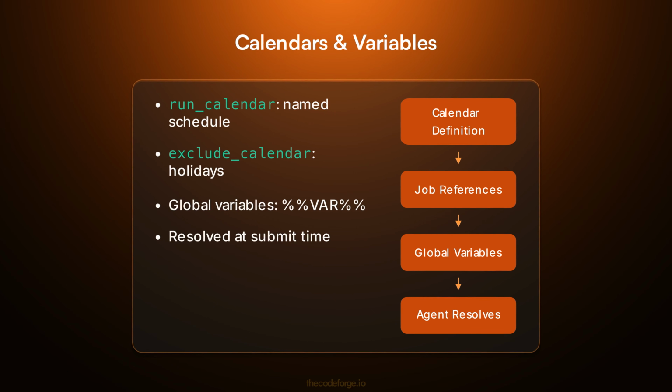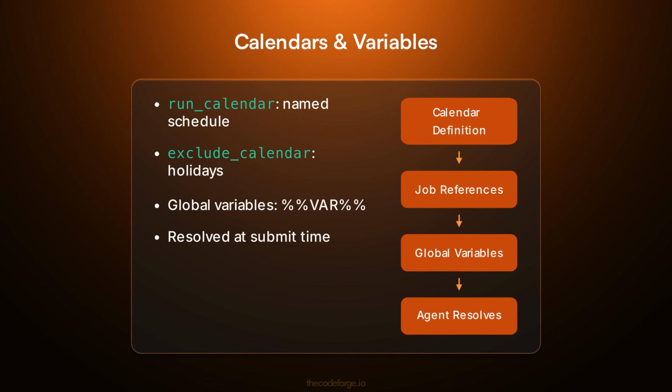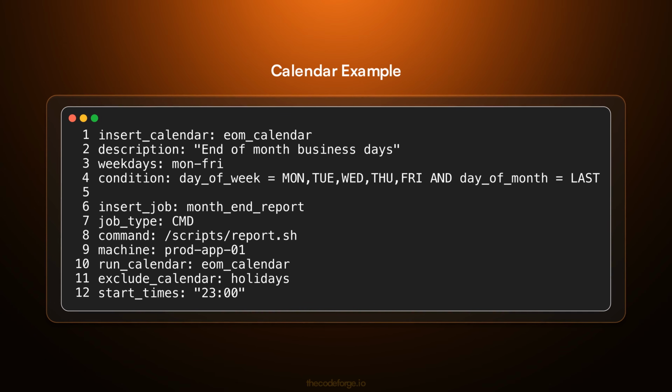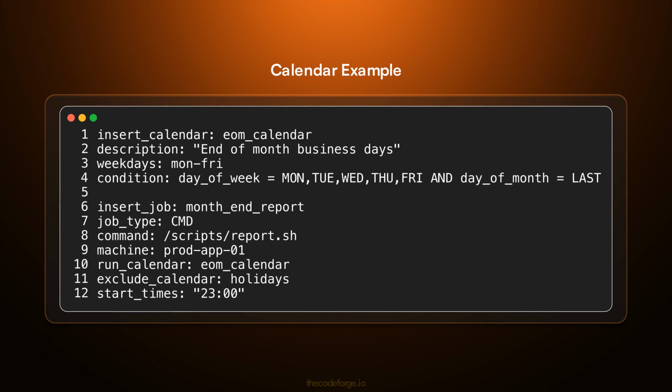Calendars centralize scheduling logic. Global variables like $$DB_HOST are resolved at job submission time, not definition time. This allows environment-specific overrides without changing job definitions. Here we define a calendar for end-of-month business days and apply it to a job. The exclude calendar removes holidays.